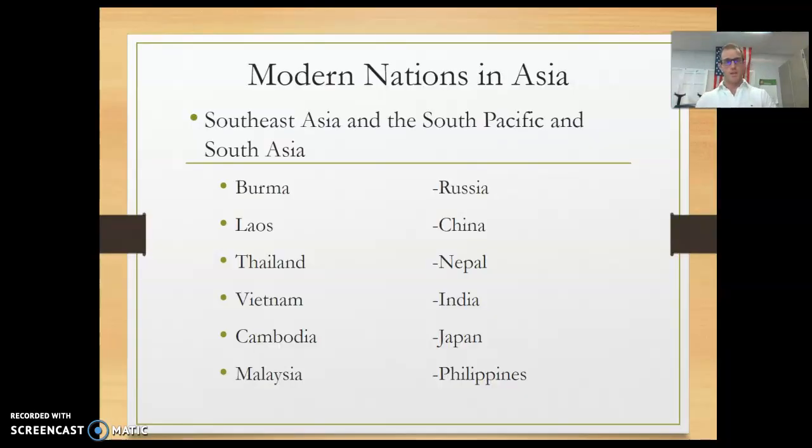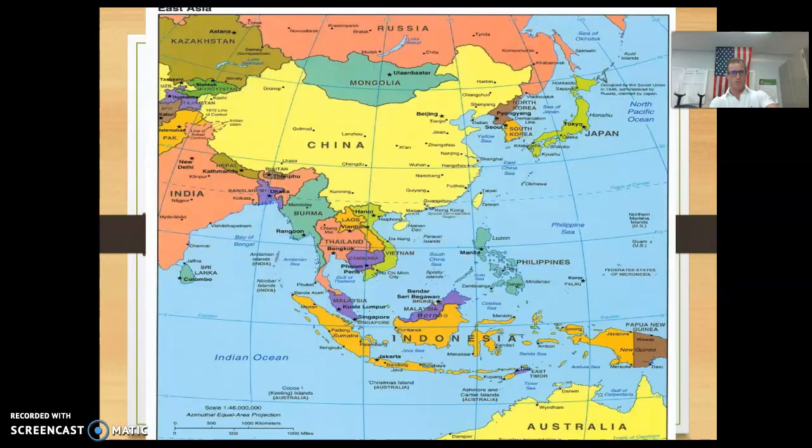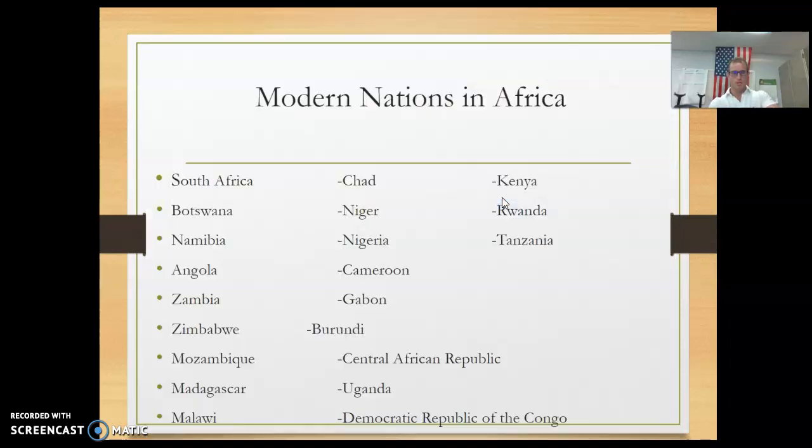The modern nations in Asia. So that would be Southwest Asia, the South Pacific, and South Asia. You have Burma, Laos, Thailand, Vietnam, Cambodia, Malaysia, Russia, China, Nepal, India, Japan, and the Philippines. And that's all of this area here. And Nepal is all the way over here. And the Philippines are down here. And most of the other ones I think you guys are, for the most part, familiar with.